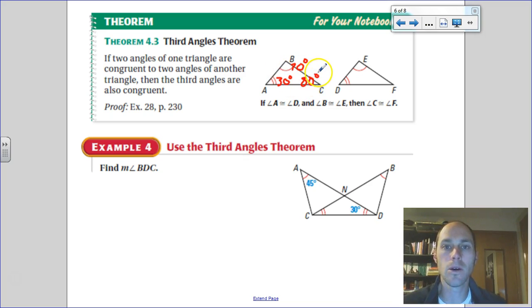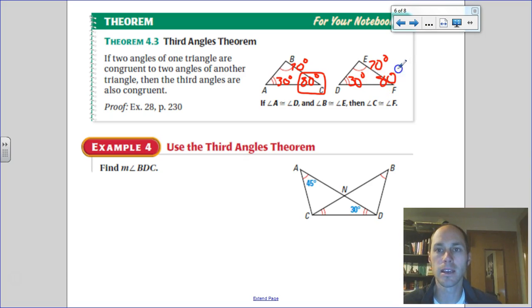And let's say we didn't know this angle C yet, but let's say we knew that A and B were congruent to D and E. Well, that would mean that this would have to be 30, and this one would have to be 70, because they're the same. What would angle F have to be? Well, 30 plus 70 is 100. It's a triangle, so subtract the sum from 180. That would mean this would have to be 80.